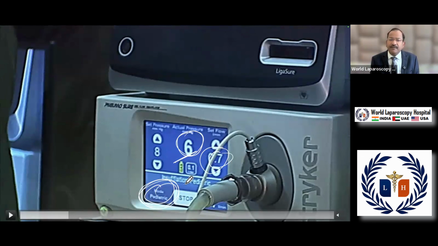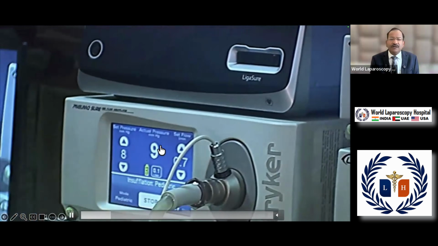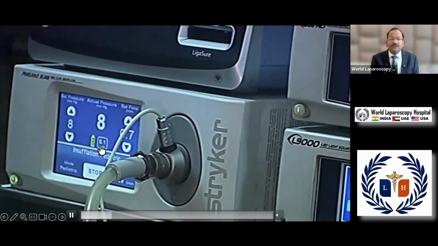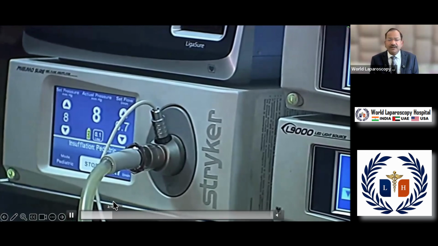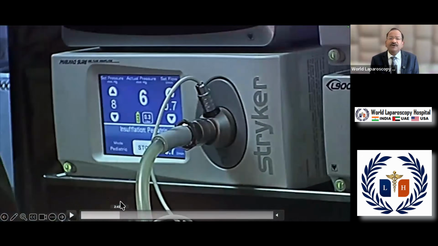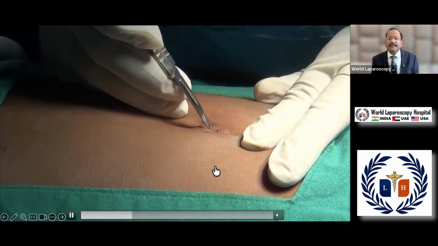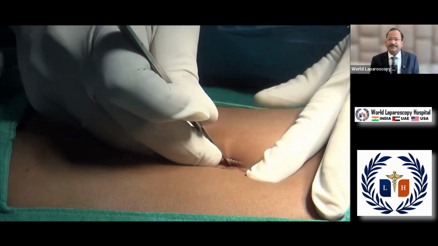This is pediatric mode, and this is how you will go, and slowly you will wait for the preset pressure to come to the level of the actual pressure. So this is called quadromanometric: preset pressure, actual pressure, flow rate and total amount of gas used. Once the preset pressure has reached the actual pressure, after that you will give the smiling incision. You will remove the Veress needle and give the smiling incision.